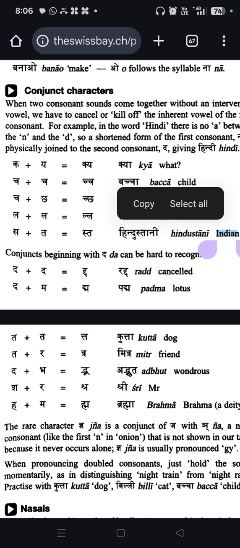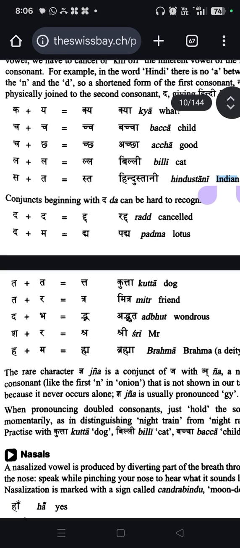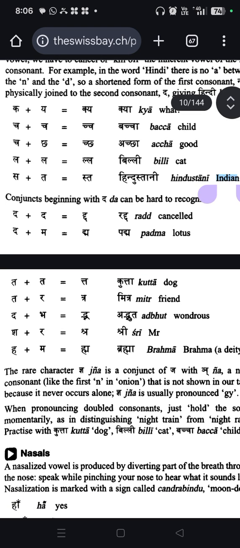Bharat. Anyway, conjunct with the third one.